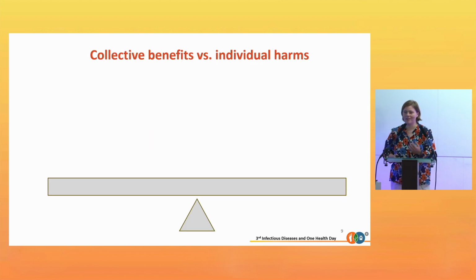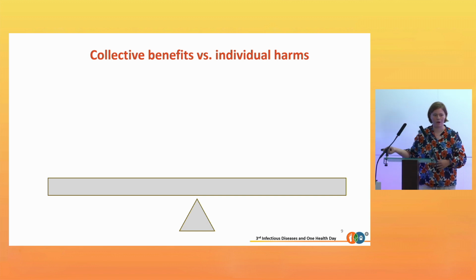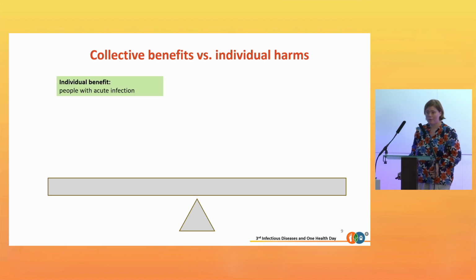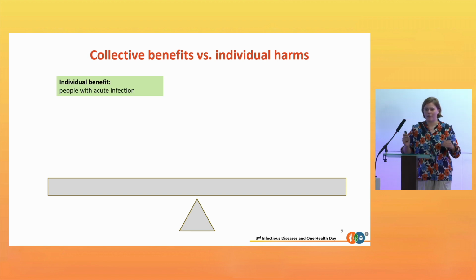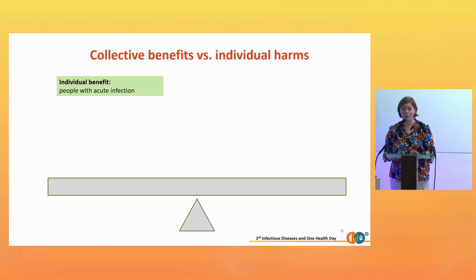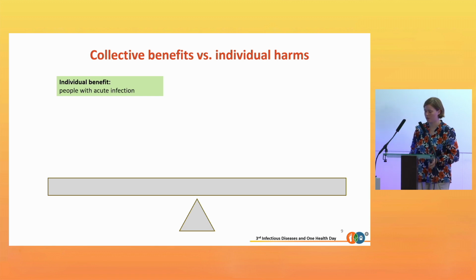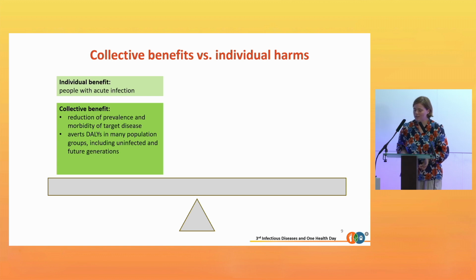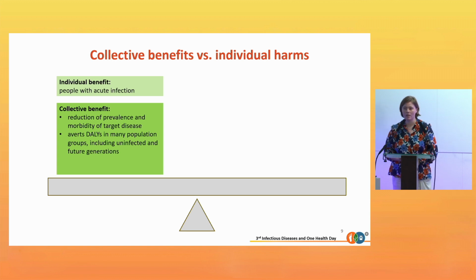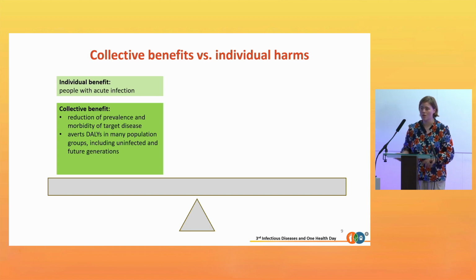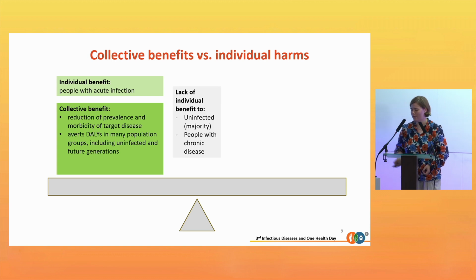So first, starting with a very classical issue in public health ethics, which is the benefit versus harm profile of the measure. So in terms of benefits, the people who yield this individual benefit are people with acute infection, because they can be treated, they receive the treatment, and then they are basically cured of their disease. Then in terms of collective benefit, many authors said that it reduces the prevalence and morbidity of the target disease and averts DALYs also in future generations, which of course is of value.